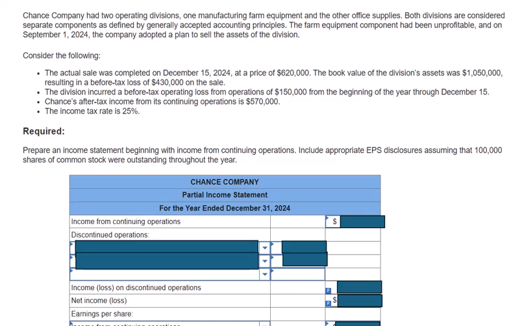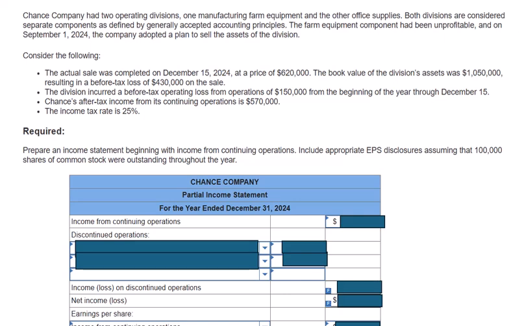Let's explore this exercise that relates to discontinued operations and earnings per share. All right, I'm going to read the information that's provided. Chance Company had two operating divisions, one manufacturing farm equipment and the other office supplies. Both divisions are considered separate components as defined by generally accepted accounting principles.